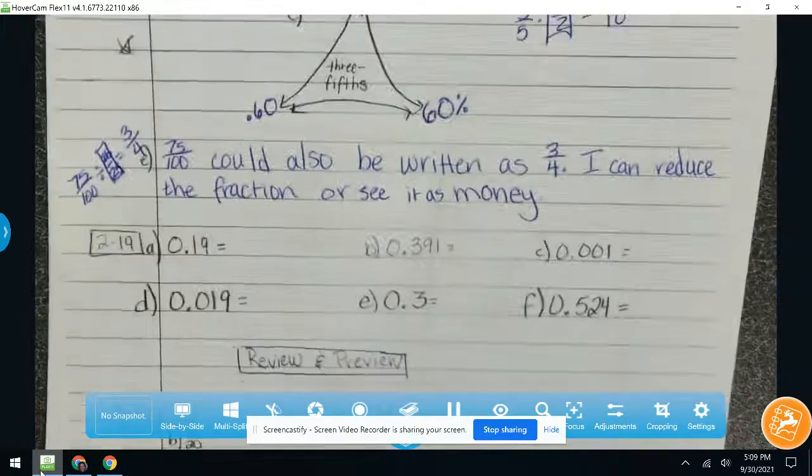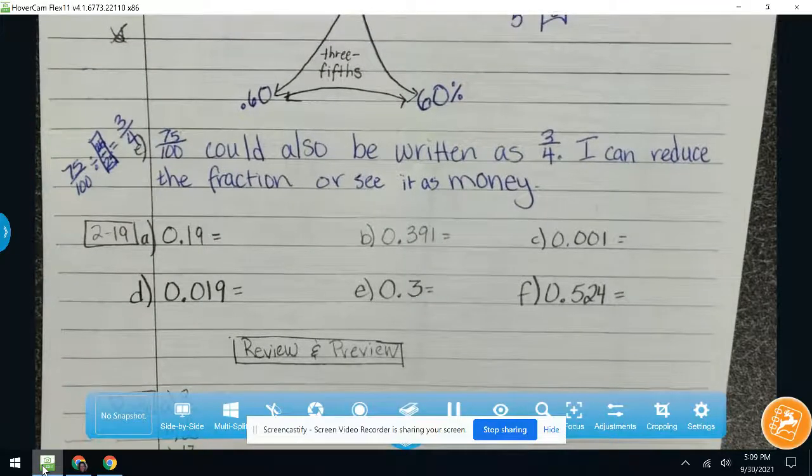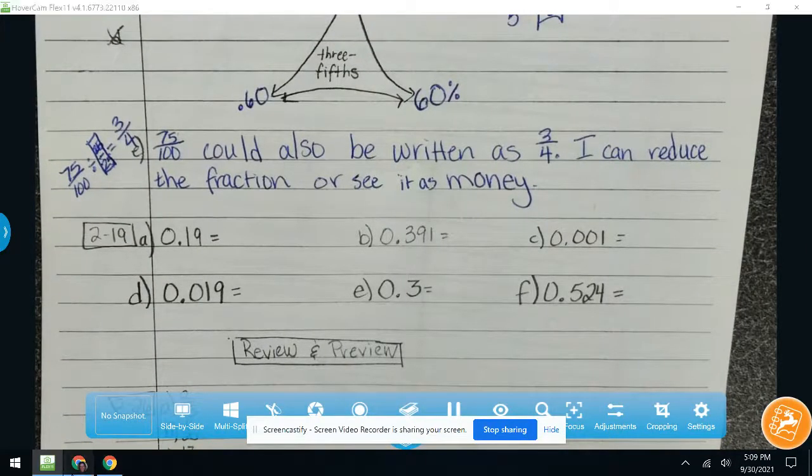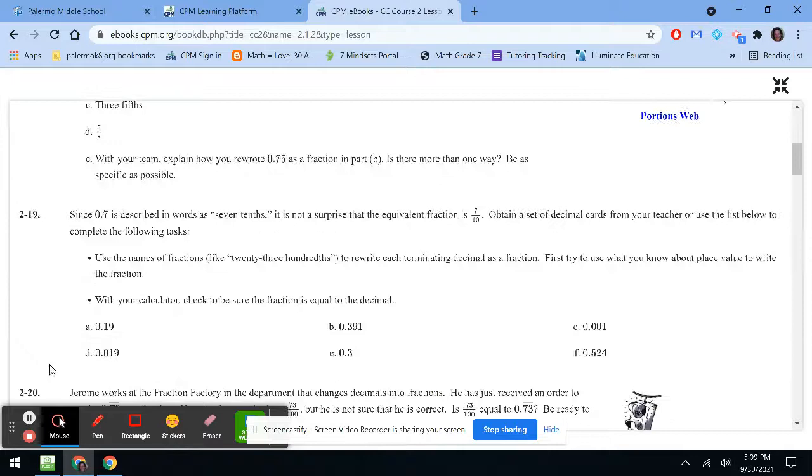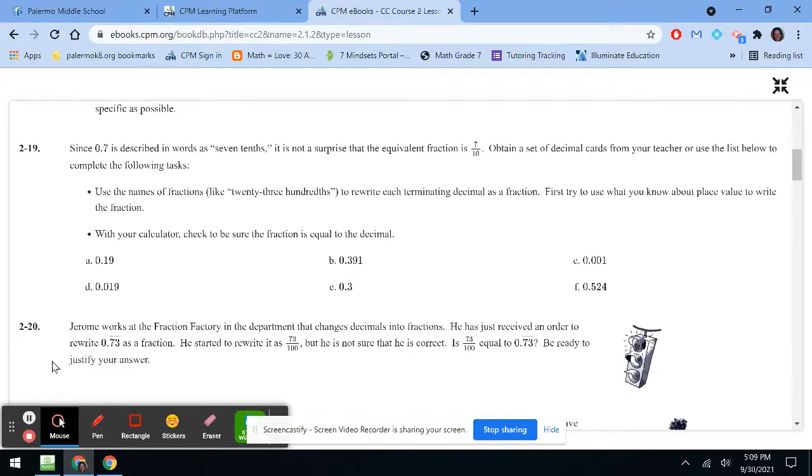So we're at 219 right here. That's actually the last problem in this notebook. So hopefully we'll be able to finish this on Friday and get it all finished up. So here we go. 219 says, since 0 and 7/10 is described in words as 7/10, it's not a surprise that the equivalent fraction is 7/10. Says that you're going to get some decimal cards. I'll have decimal cards in the classroom. I'm certainly not going to give them to you at home. But you're going to use the list below to complete the following tasks.